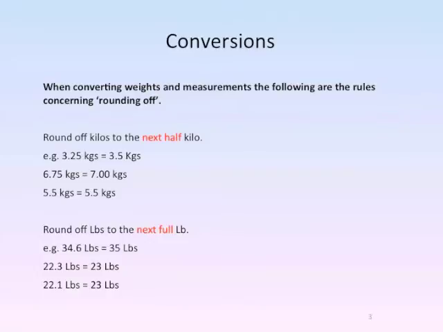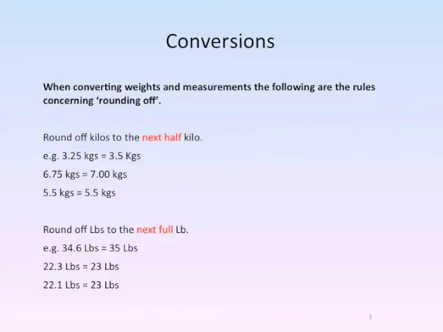Conversions. When converting weights and measurements, the following are the rules concerning rounding off. Round off kilos to the next half kilo. For example, 3.25 kilos is rounded up to 3.5 kilos. 6.75 kilos is rounded up to 7 kilos. 5.5 kilos stays the same at 5.5 kilos.